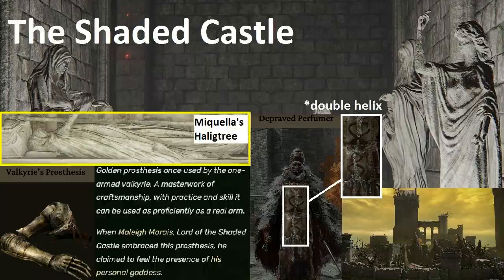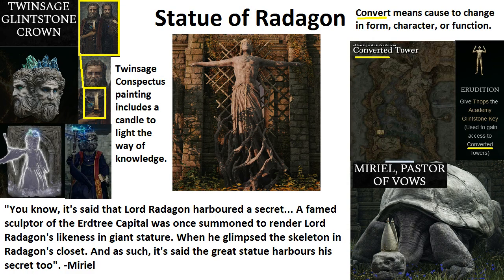It's possible that the creator of the sculptures found within the Shaded Castle could be the same famed sculptor of the Erdtree capital that Pastor Muriel mentions. He states that a famed sculptor was once summoned to render Lord Radagon's likeness in a giant statue. The sculptor glimpsed into Radagon's secret of mimicry and hid this truth within the statue.